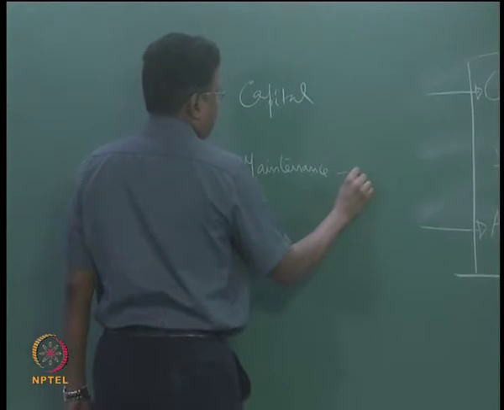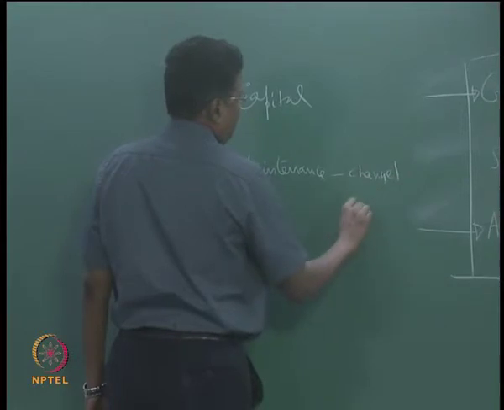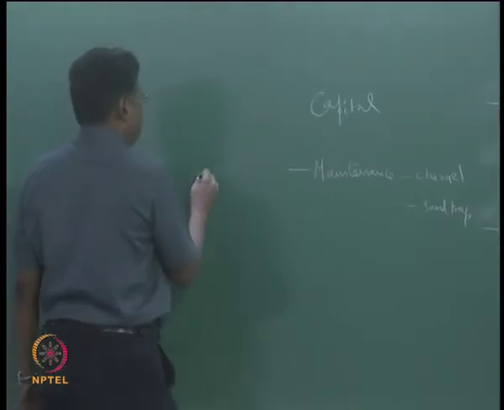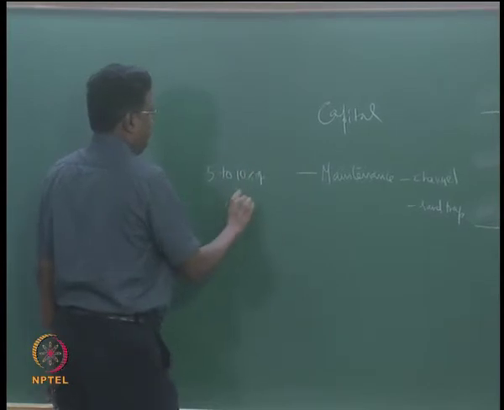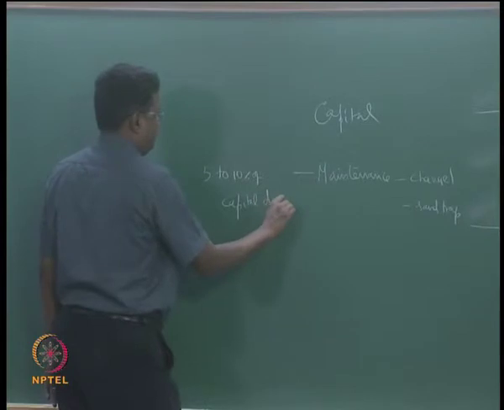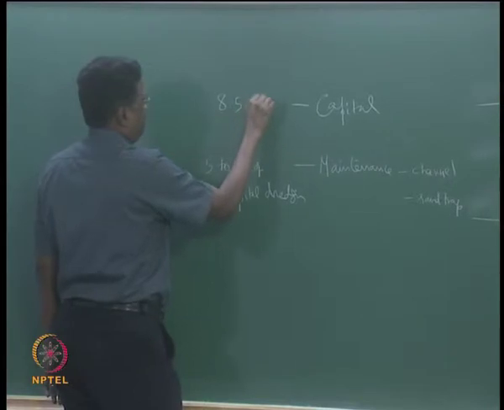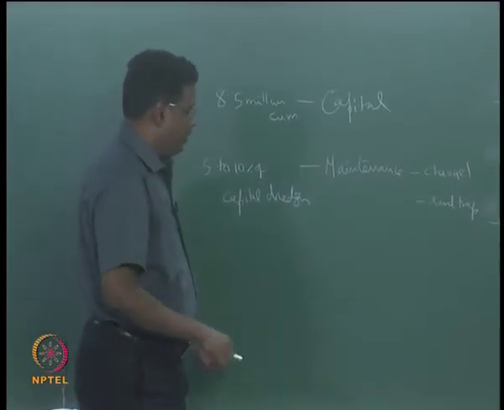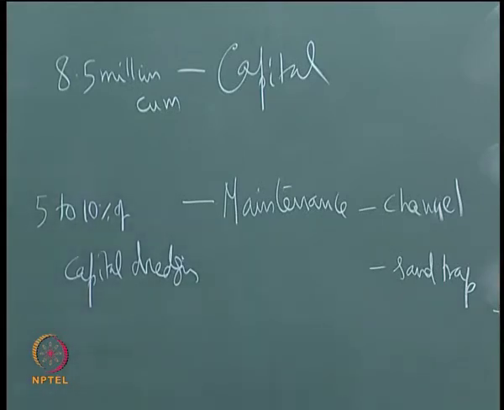So in the maintenance dredging they will maintain the channel, they will remove the material from the sand trap, these are the things they do. Generally this maintenance dredging will be about 5 to 10% of capital dredging. I think capital dredging they want to do about 8.5 million cubic meter. So maintenance dredging will be 10% of this, means 0.85 million cubic meter. So every year they have to remove 0.85 million cubic meter and deposit on the northern side to make this shoreline stable.